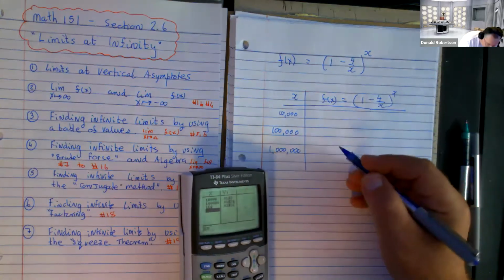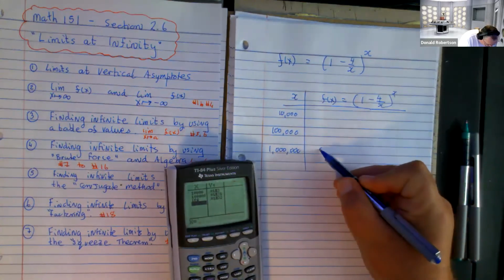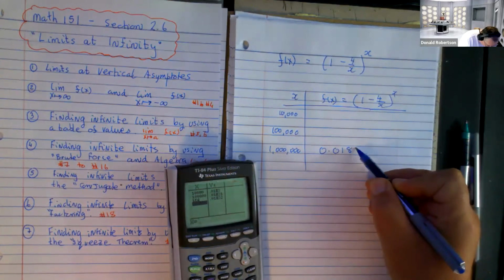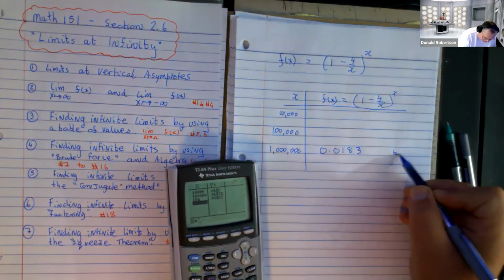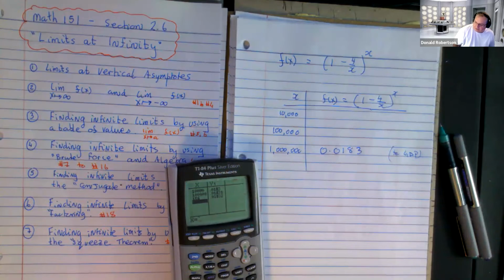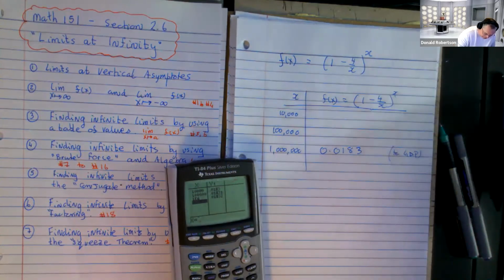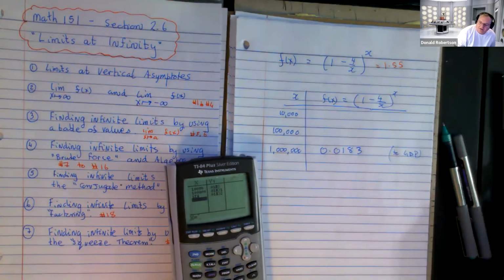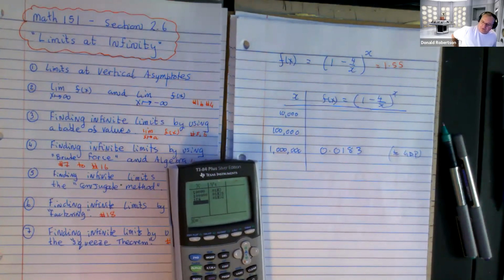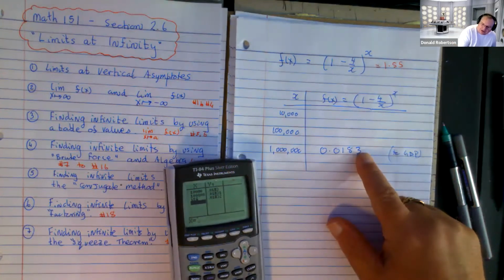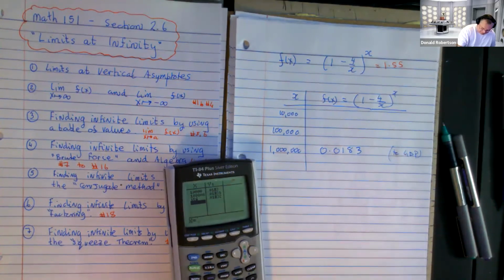Would you agree that the answer looks like it's 0.0183 to 4 decimal places? Does that seem reasonable? Now, my answer, which I knew was wrong when I gave it to you, was 1.55, which just proves to me that I was really bad at guessing. Now, that actually does have a value.